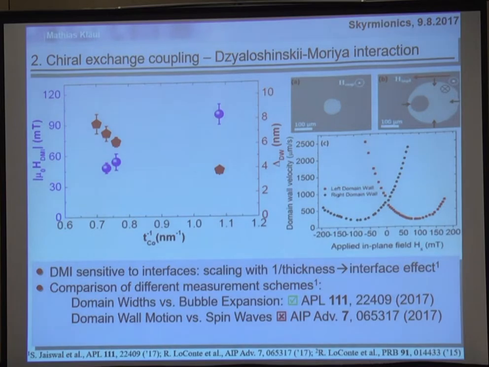where you see also bubble expansion, then we see, for instance, by comparing the domain width and the bubble expansion, we get quite good agreement. So when we compare, for instance, domain motion versus spin wave dispersion relation, we actually get a factor 3 or so difference. So you're not the only ones who have seen that. And the interesting thing is that this is important for the whole community.